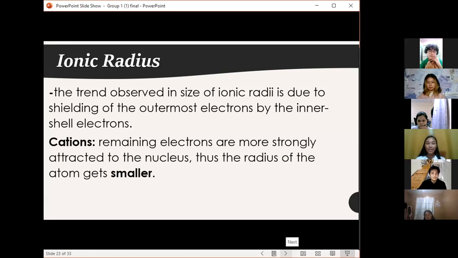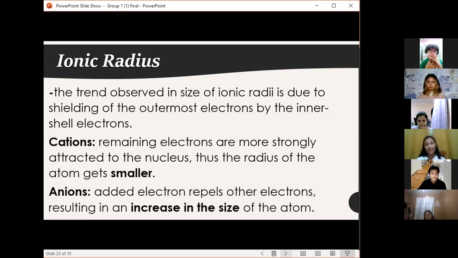Then, when an electron is added to an atom, it forms an ion with a negative charge. The added electron contributes to the repulsion of the outer shell, resulting in an increase in size. So, to sum it up, anions are larger than cations because of the repulsion.